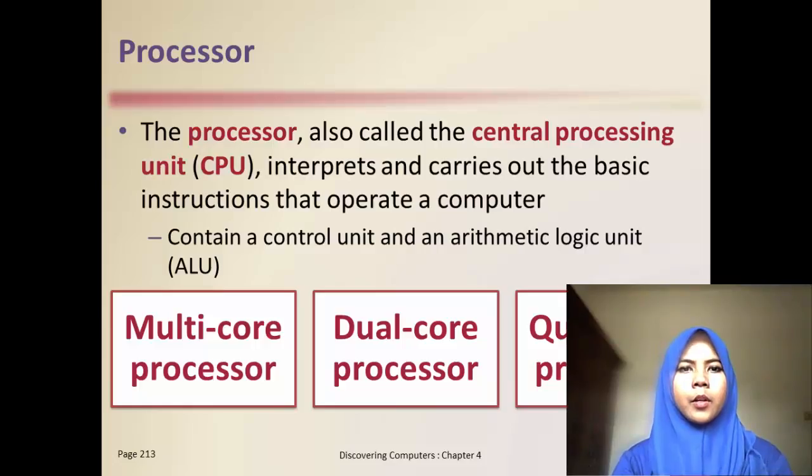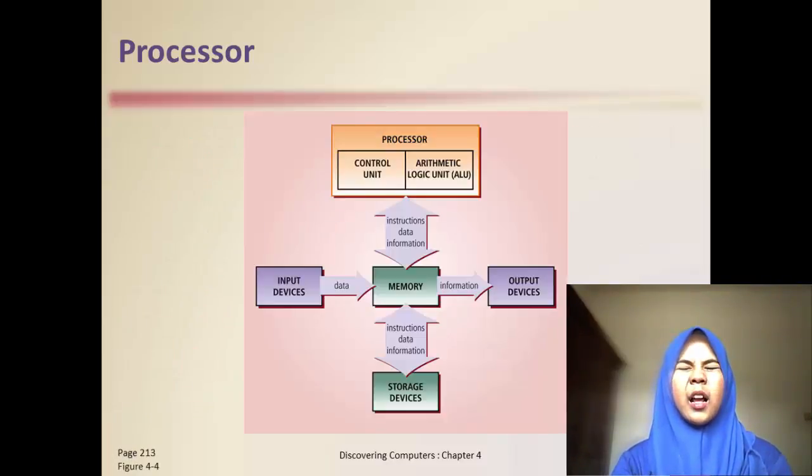Processor. The processor, also called the central processing unit (CPU), interprets and carries out the basic instructions that operate a computer. It contains a control unit and an arithmetic logic unit (ALU). Types include multi-core, dual-core, and quad-core processors. This is a picture of a processor consisting of the control unit and the arithmetic logic unit.